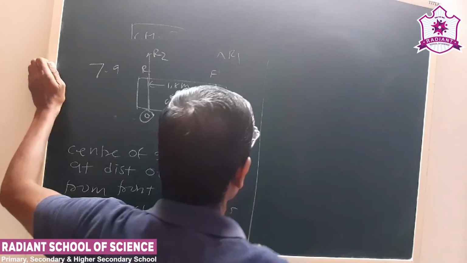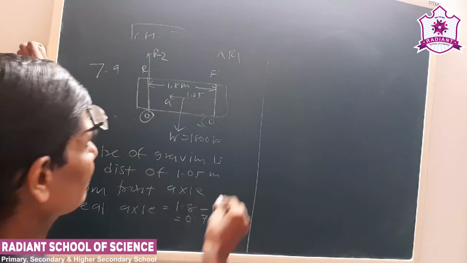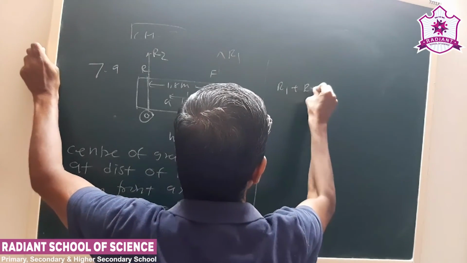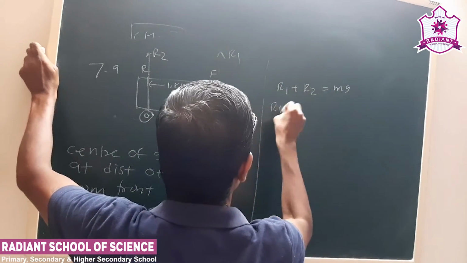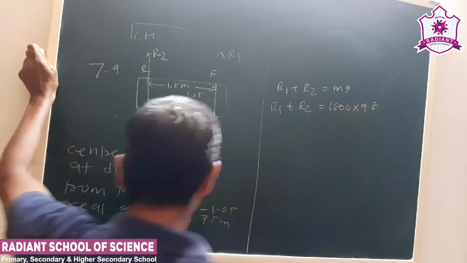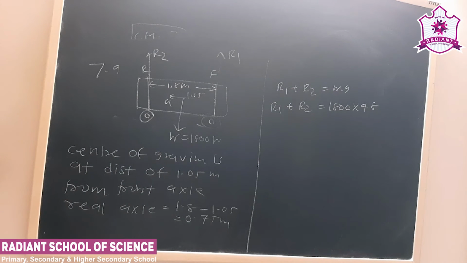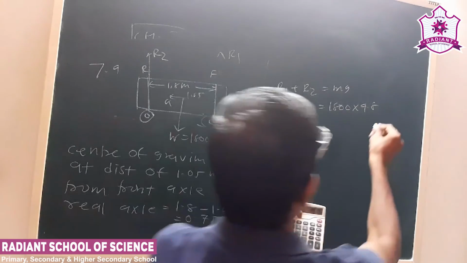Now see, if I consider linear equilibrium, R1 plus R2 is in the upward direction, W is in the downward direction. See, R1 plus R2 is mg. Mass is 1800, g is 9.8. Now this 1800 into 9.8 will be 17640.